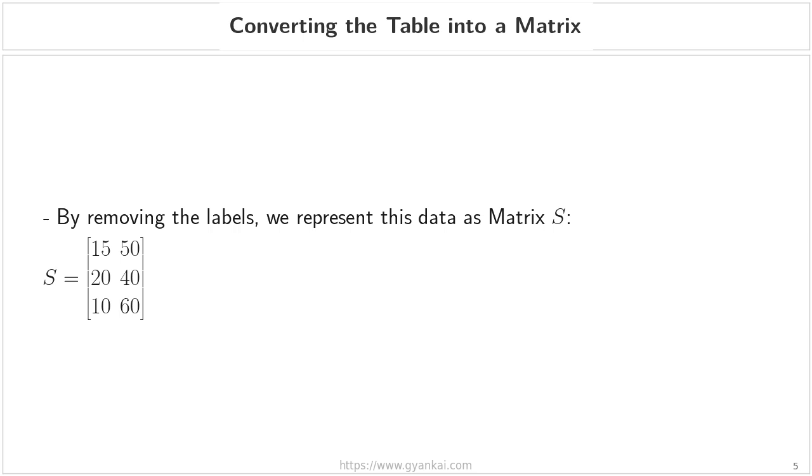Looking at the screen, matrix S is shown as a rectangular array of numbers enclosed in large brackets. The first row contains the values 15 and 50. Directly below that, the second row contains 20 and 40. Finally, the third row contains 10 and 60. By presenting the data this way, we have a clean mathematical structure that allows us to perform calculations more efficiently.